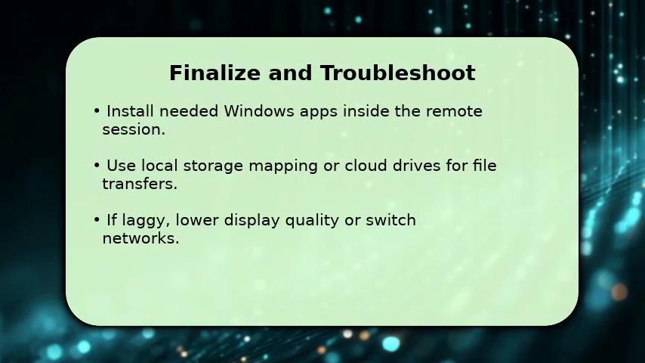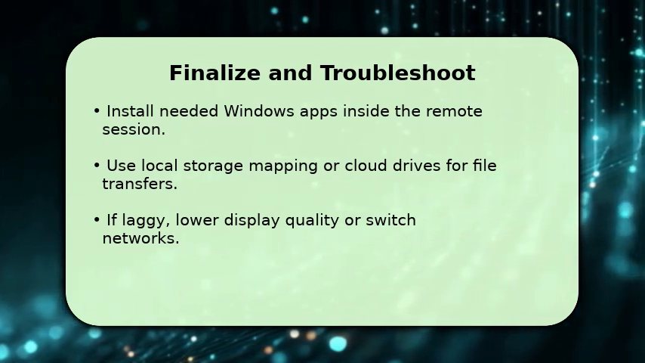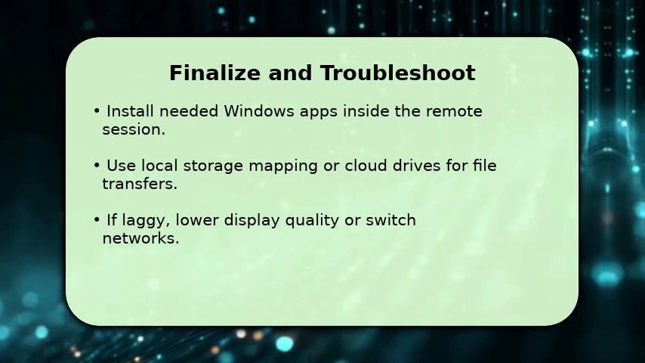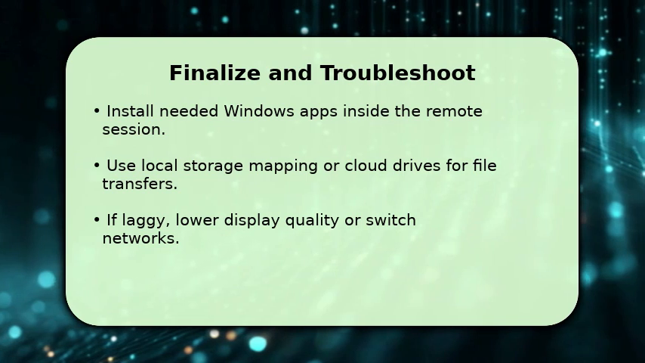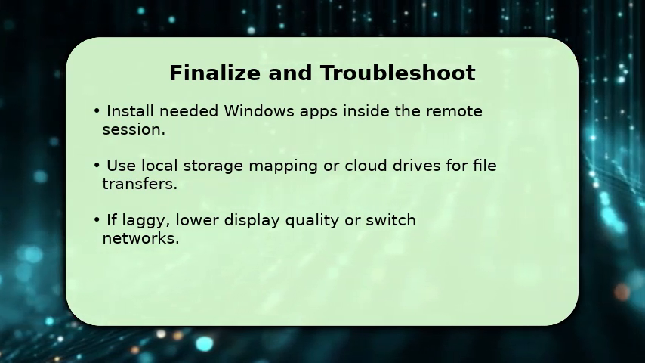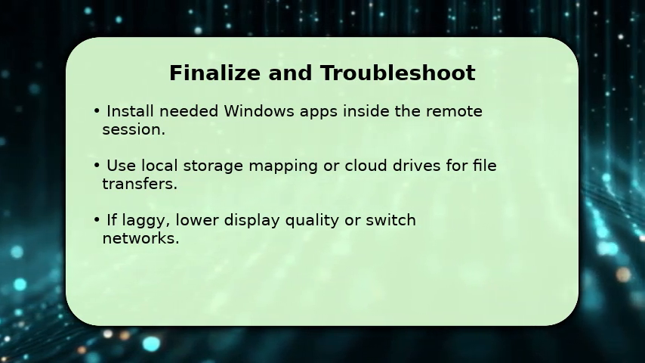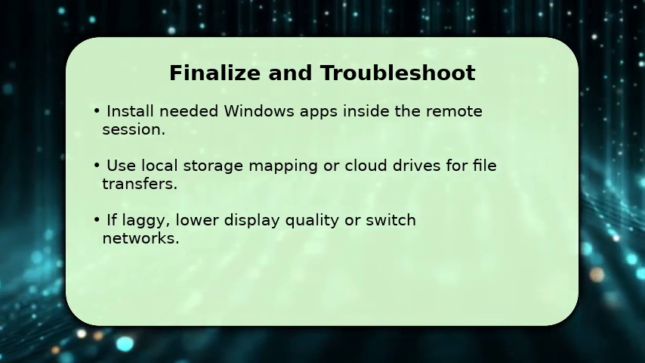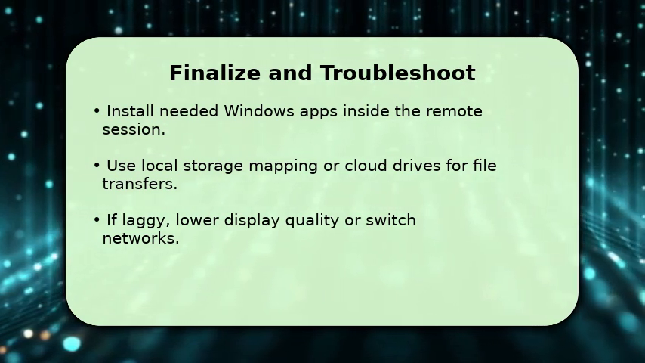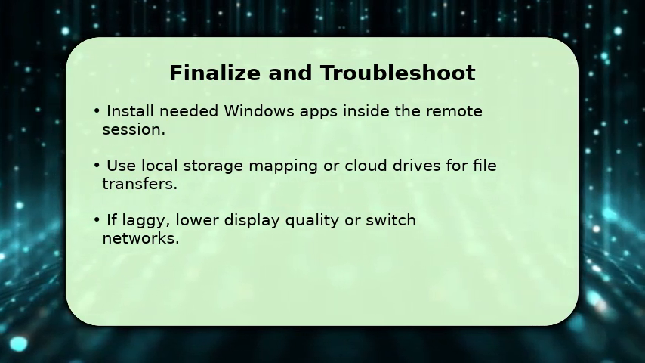You finish by installing your Windows apps inside the remote session and mapping a cloud drive or local folder for file exchange. Once done, lock down settings. Enable two-factor auth on accounts and set an automatic disconnect timeout if needed. If performance degrades, make sure you're on a reliable Wi-Fi or Ethernet, reduce display quality, or change the region of the cloud host. A key troubleshooting tip: if connectivity drops, restart the client and verify Chromebook network settings before escalating.